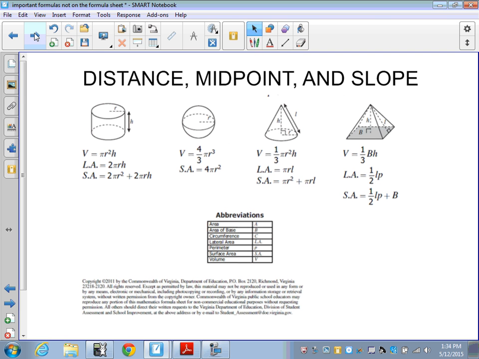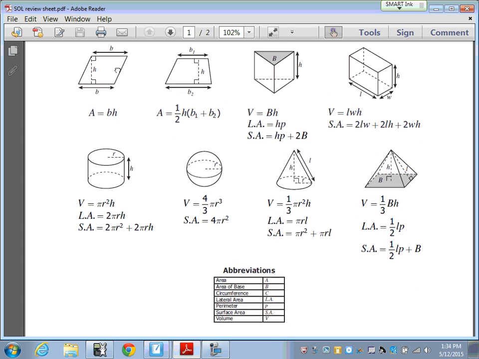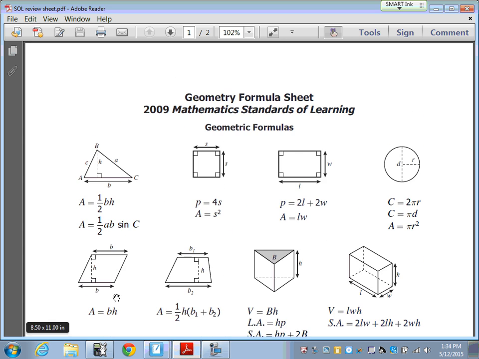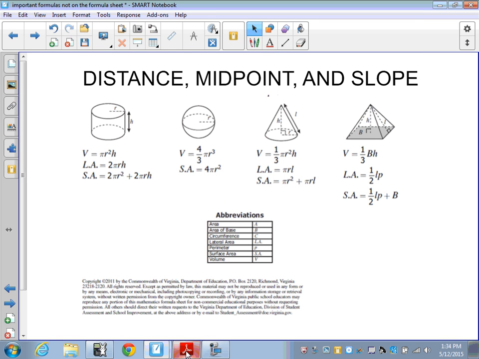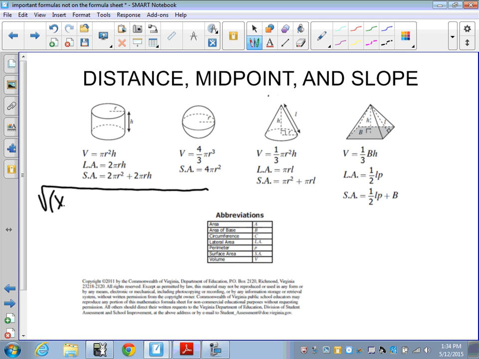So the first one is distance, midpoint, and slope. This is the bottom of the first page of your formula sheet. The reason why I showed this is because I think this is the ideal place to put distance, midpoint, and slope. So the distance formula is the square root of (x2 minus x1) squared plus (y2 minus y1) squared.